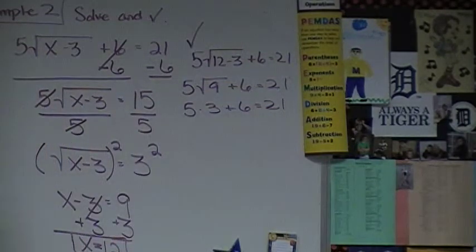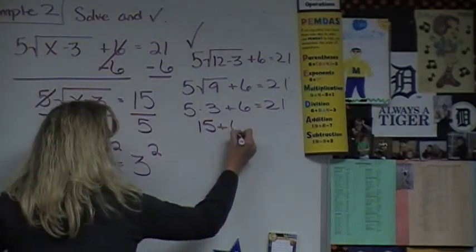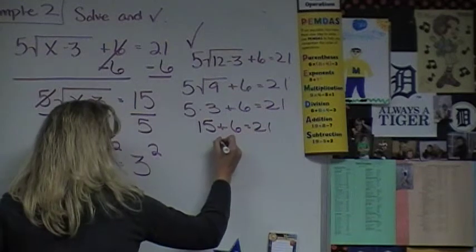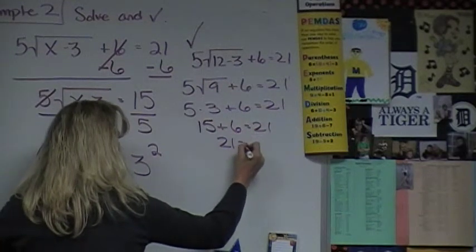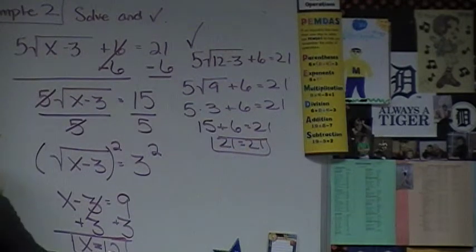So what do I do now? Do I multiply or add first? Multiply. What's 5 times 3? 15. 15 plus 6 is 21. So therefore, because 21 equals 21, I know that I have the right answer, which is 12.